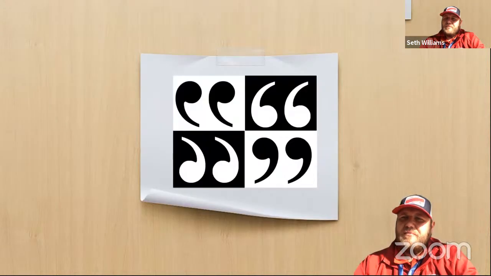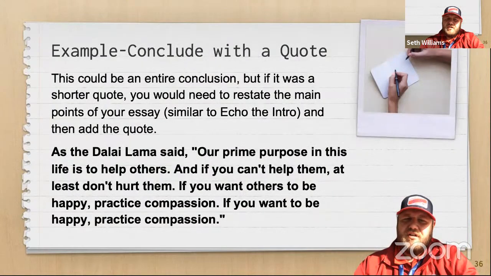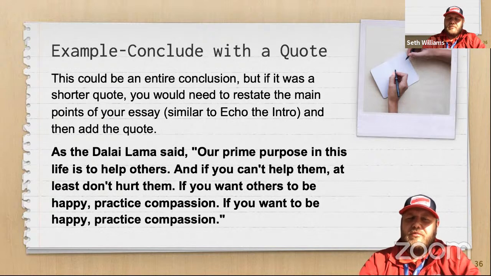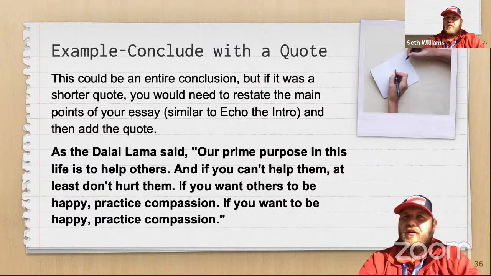So here's an example of a conclude with a quote conclusion. As the Dalai Lama said, our prime purpose in this life is to help others. And if you can't help them, at least don't hurt them. If you want others to be happy, practice compassion. If you want to be happy, practice compassion. Now notice this is multiple sentences long. So if you do this, you should find a quote that is multiple sentences that helps prove your point about your essay. If you can't find one that long, I would recommend doing an echo the intro conclusion and then add a small quote at the end to emphasize your point.